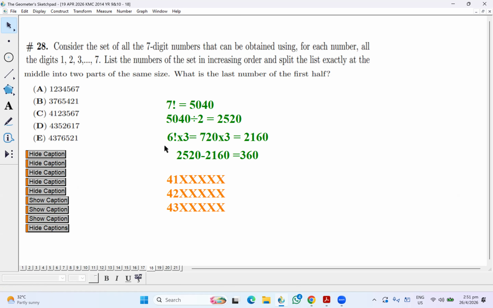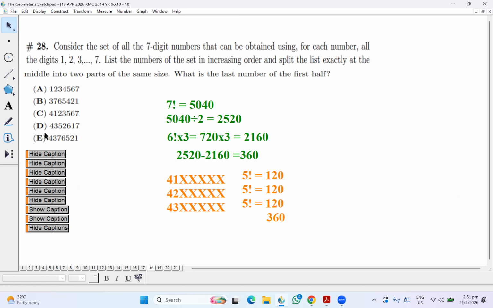We finish all the 1, 2, 3 already. So the next starting number is 4. Then we must have 4, 1, and then five numbers; 4, 2, 5 numbers; 4, 3, 5 numbers. This one will be 120 each, 5 factorial. 120, 360. We reach the last number already. 360. So the last number starts with 4, 3, 1.